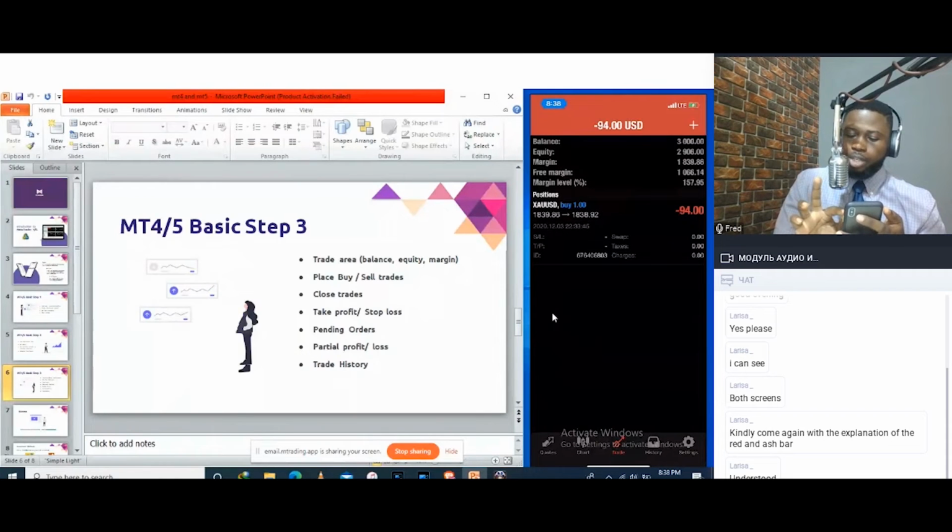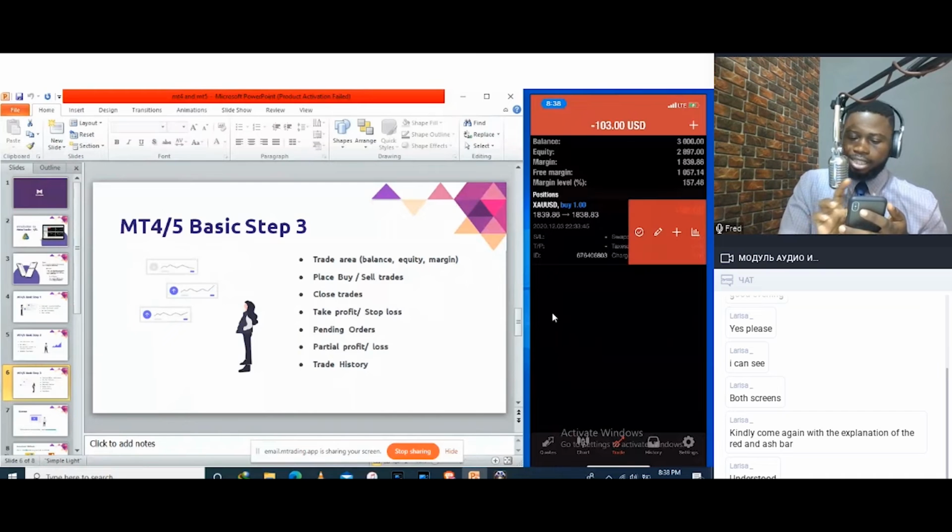If you want to close a trade, you can just slide it towards the left. So if you press on the first button, that means you want to close your trade. Whether you're making profit or loss, if you press the first button, your trade will be closed. The second button is called the modify button. So let's click on the modify button. You're going to click on the close button last.